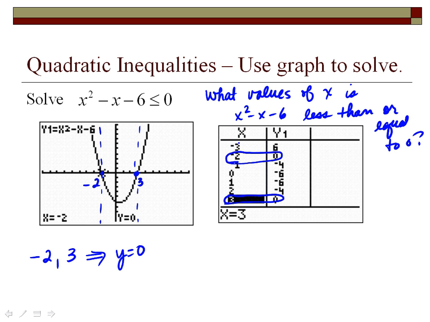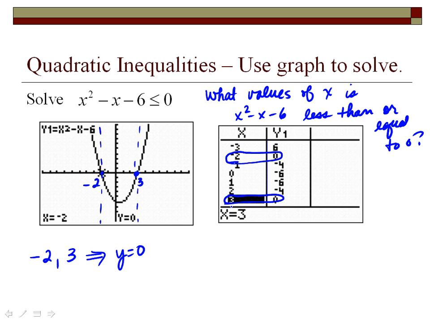But look at negative 3. If I plug in negative 3 to this, negative 3 squared minus the negative 3 minus 6 is equal to 6. But 6 is greater than 0, not less than or equal to 0. Well, look what happens between the negative 2 and the 3 at 1, 0, 1, and 2. All of those values for x result in the y value being negative. In other words, those are values of x that make this inequality true.